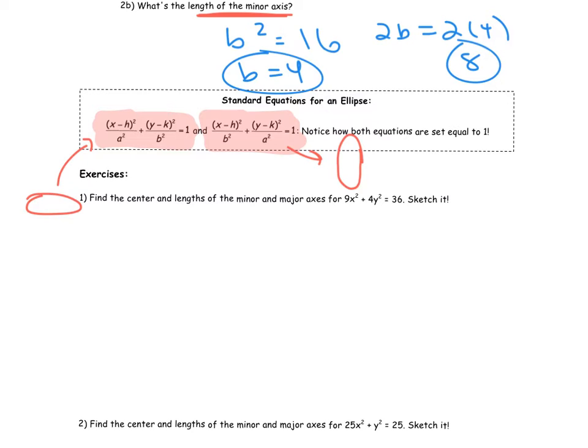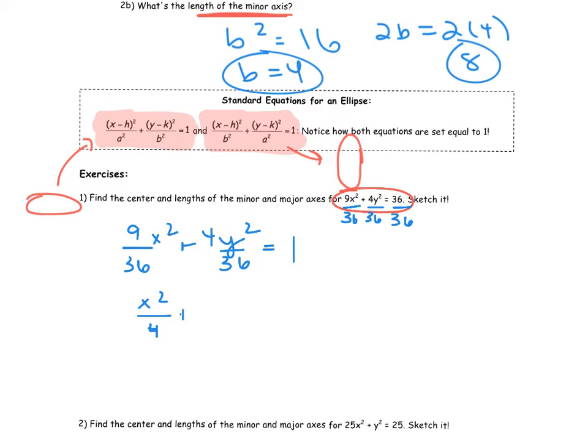For our first exercise, again, this should all be really review for us today. We want to find the center and lengths of the major and minor axes for the given equation. Remember, to get this in the ellipse form, we have to get this equal to 1. So we're going to divide everything by 36. I'm looking at 9 over 36 x squared plus 4y squared over 36 equals 1. 9 over 36 is 1/4. So I have x squared over 4 plus y squared over 9 equals 1.